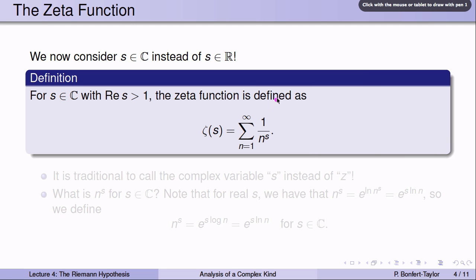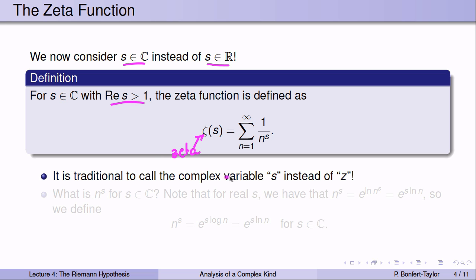In order to consider the Riemann zeta function, we now let s be a complex number instead of just letting it be a real number as on the previous page. So for s being a complex number whose real part is bigger than 1, we define the zeta function as zeta of s equals the sum from n equals 1 to infinity of 1 over n to the s. This is a zeta, a Greek zeta. It's a little funny, but it's traditional to call the complex variable s instead of z. Normally we would want to call that z, but we're calling it s, and it's just a traditional way because Riemann did that.